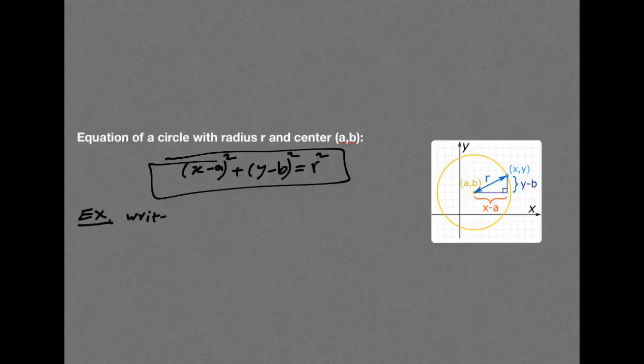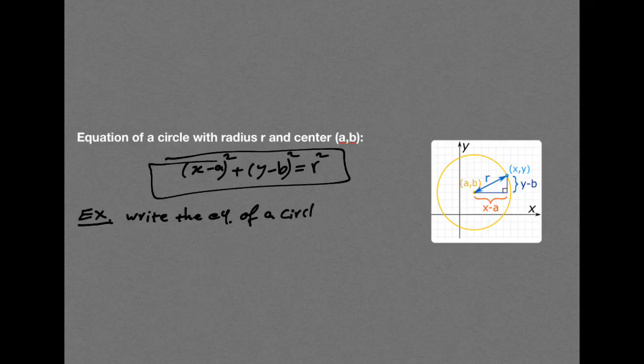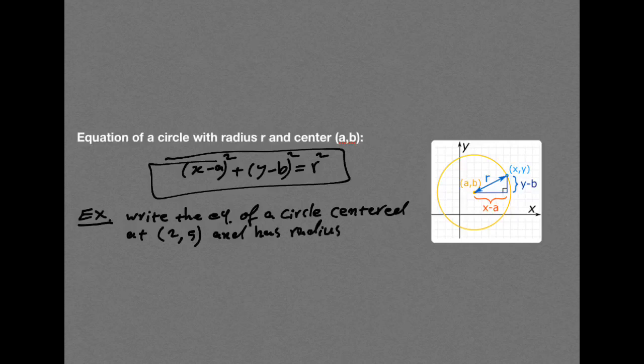Write the equation of a circle centered at, let's say, (2, 5) and has radius of, let's say, 4 centimeters or whatever. Okay, so let's write down the equation.